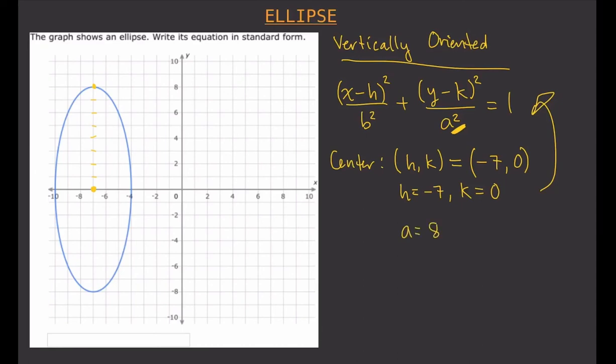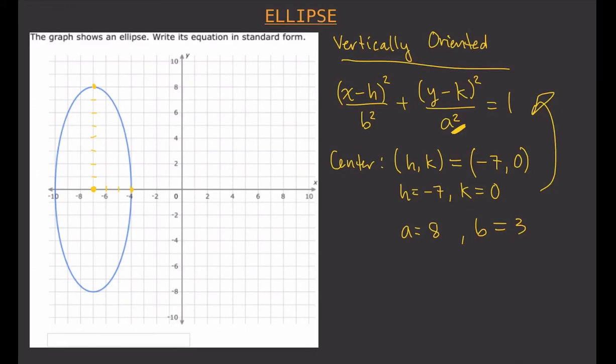Okay? Now what's my b? My b is the distance from the center to the co-vertices, right? So I'm going to count 1, 2, 3, and that's my co-vertex. So therefore b equals 3, right? So I can now plug these values into my original equation.